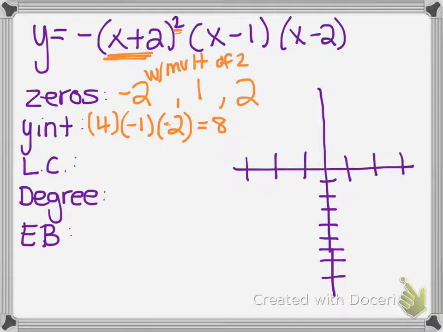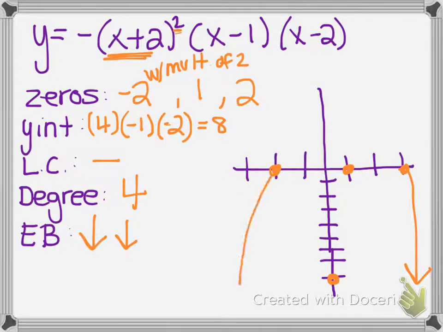Alright, so let's plot those points, -2, 1, and 2, and then my y-intercept of 8. My leading coefficient is negative, which means it's going to end on the right side down. And then the degree is 4, because we have -2 with a multiplicity of 2, 1 and 2, so that's 4 total. Therefore, since 4 is even, it's going to start down.